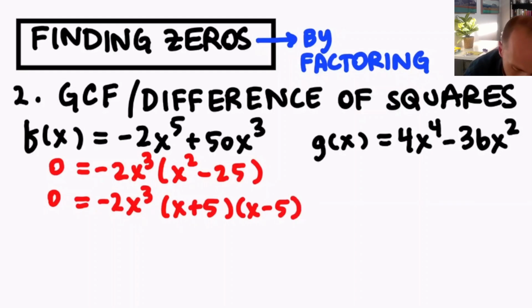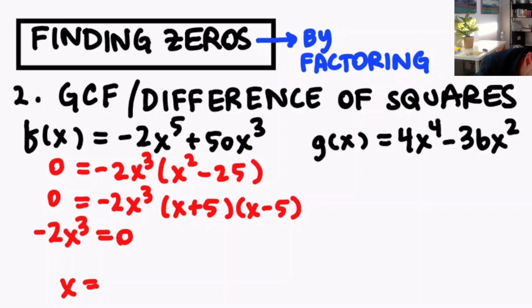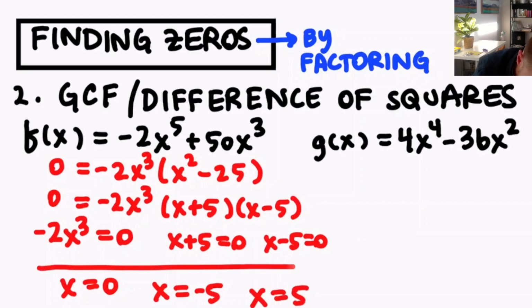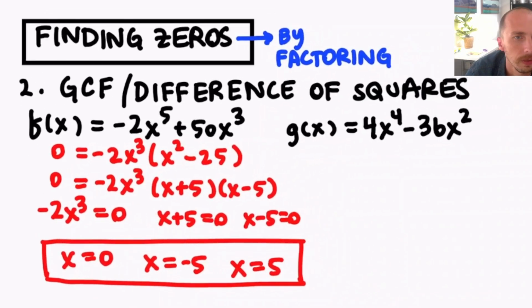And then from here, I'm going to say, all right, well, either negative 2x cubed is equal to 0. That would only happen when x was 0. Maybe x plus 5 was equal to 0, and that would be where x was negative 5. Or maybe x minus 5 equaled 0, and that would be where x was equal to positive 5. Okay, those are going to be my zeros. And it's still hardly visible to you.